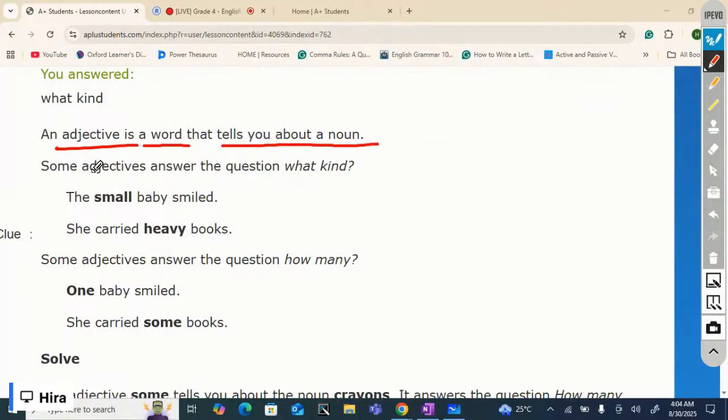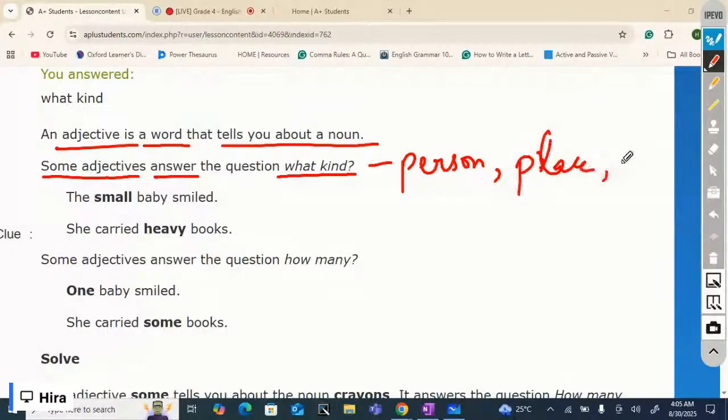Some adjectives answer the question, what kind? If I say what kind of a person, because it describes a noun, so obviously person, place, animal, or thing. So some adjectives answer the question, what kind of person, what kind of place, what kind of animal, what kind of thing. Means they answer the question, what kind.